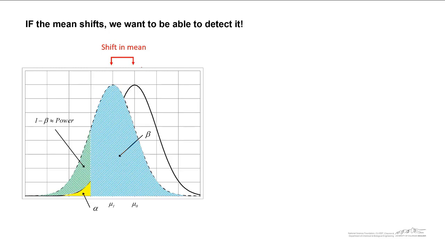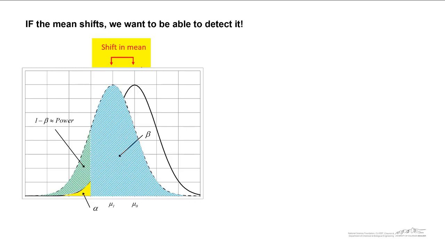If the mean shifts, we want to be able to detect it. A lot of times you're performing quality assurance tests or assays, and over time, the mean of a product, whether that's purity or thickness or composition, can shift one way or the other. You want to be able to detect this shift in mean if it occurs.